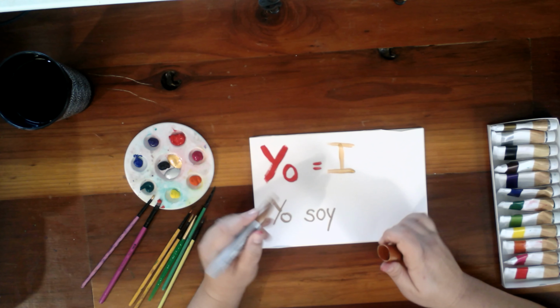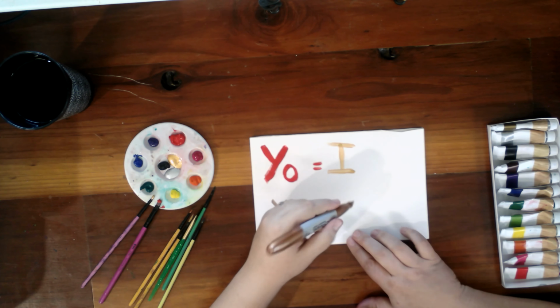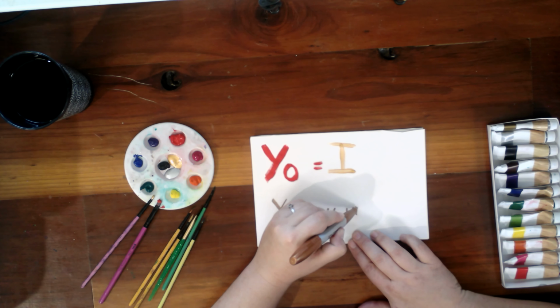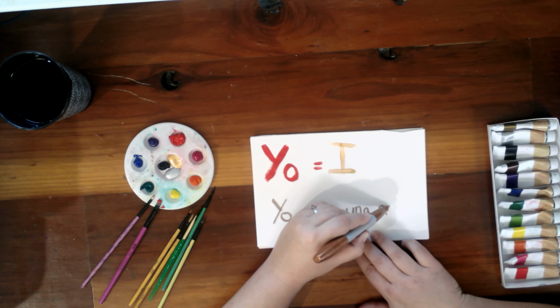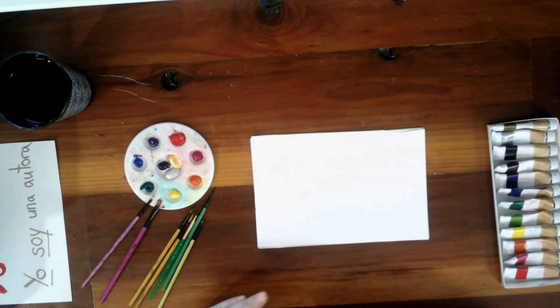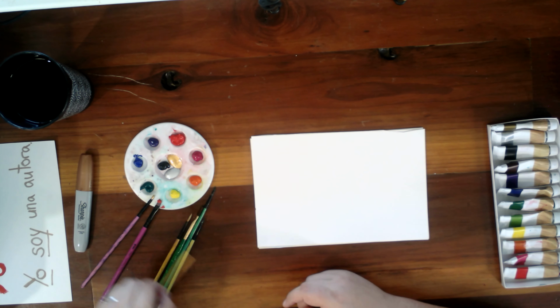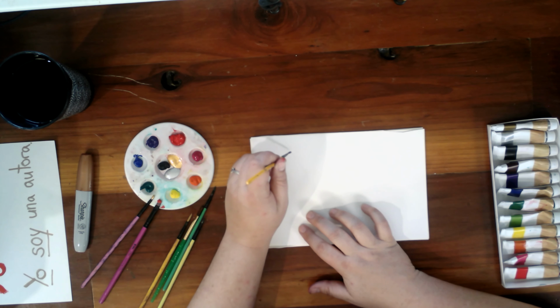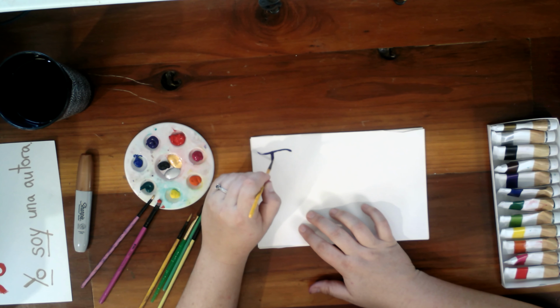So for example, our first one is yo. Repite, yo. Now when I say yo, I don't mean yo. I mean yo. And yo stands for I. So an example sentence using the verb ser, which we discussed in another video, would be yo soy una autora. Yo, I, soy, am.